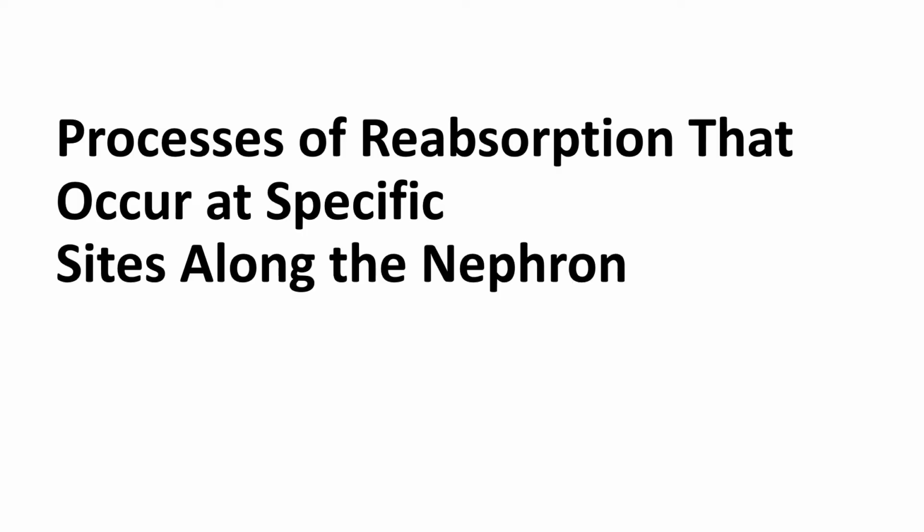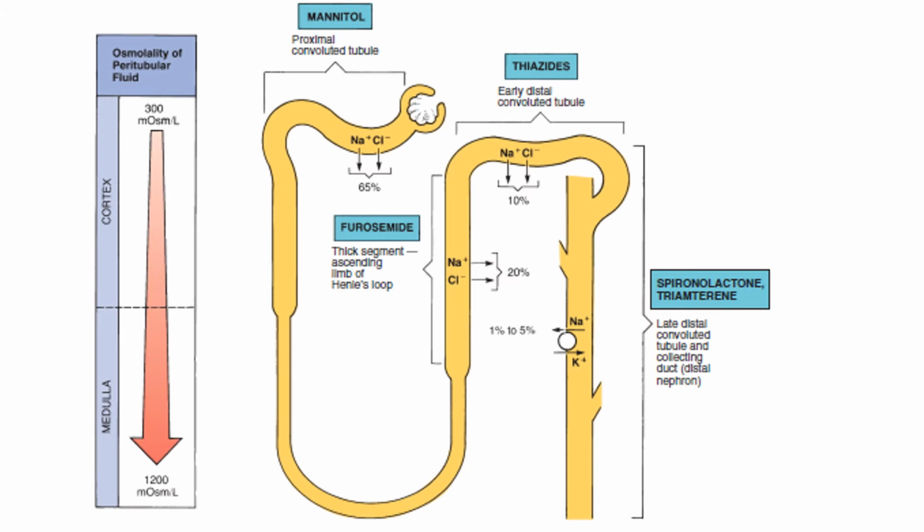Now, for the processes of reabsorption that occur at specific sites along the nephron. Filtration occurs at the glomerulus and is the first step in urine formation. Then, the proximal convoluted tubule, or the PCT, has a high reabsorptive capacity. About 60 to 65% of filtered sodium and chloride is reabsorbed at the PCT.